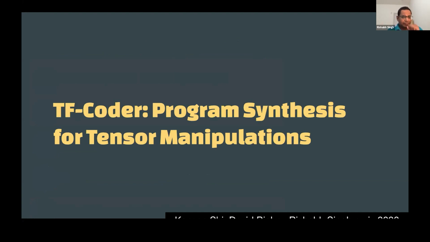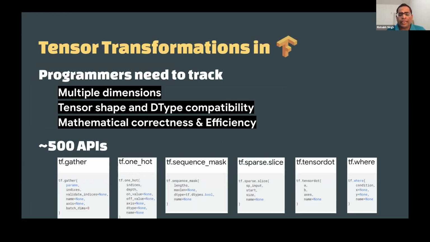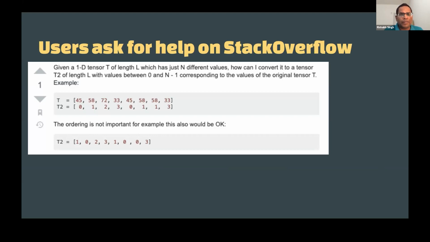So for this, I'm going to use another system that we have recently been building. It's called TFCoder, and this is for helping programmers write tensor manipulations. In this case, we'll use TensorFlow as an example, where the idea is that when we are building machine learning pipelines, we have to do a lot of manipulations on tensors using a set of APIs, let's say like tf.gather, tf.scan, and so on, which might pose new challenges, especially for beginners who may not have expertise in these types of APIs.